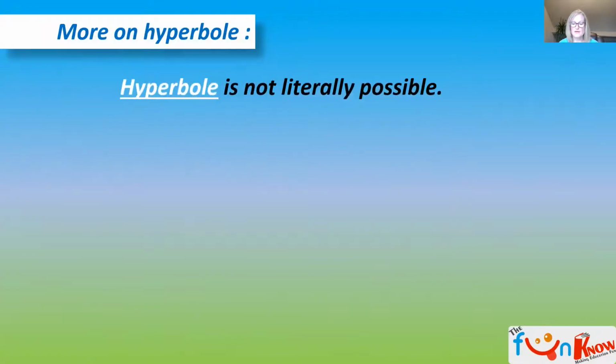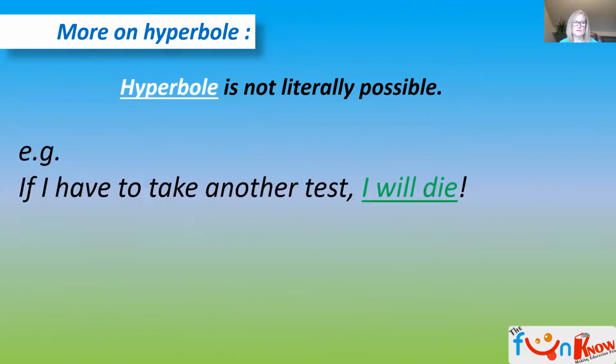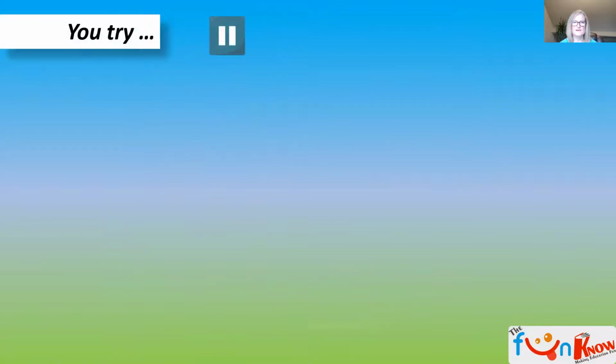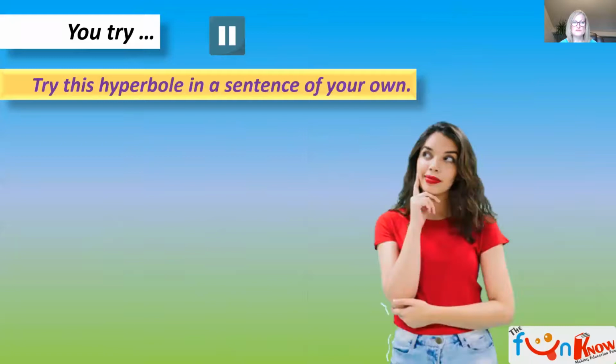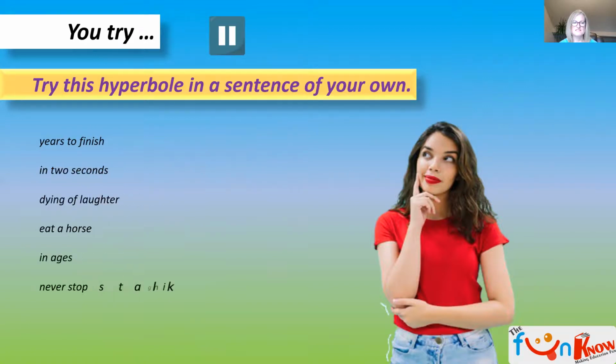Okay, a little bit more on hyperbole. You must remember that hyperbole isn't actually possible. So it's so exaggerated that we know that it's not true. For example, if I have to take another test, I will die. Not literally possible. Okay, you try. So I'll read out what's on the screen, and then you pause. So try this hyperbole in sentences of your own. There are 6 different types. Years to finish, in 2 seconds, dying of laughter, eat a horse, in ages, and never stops talking.